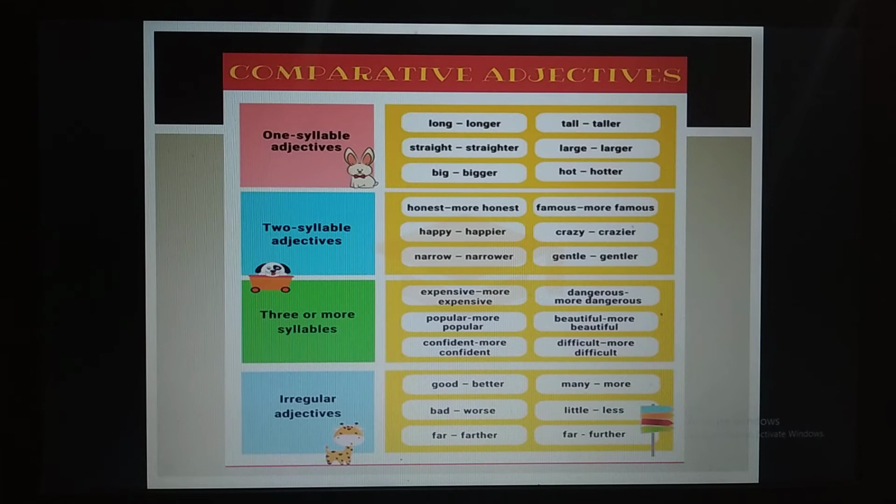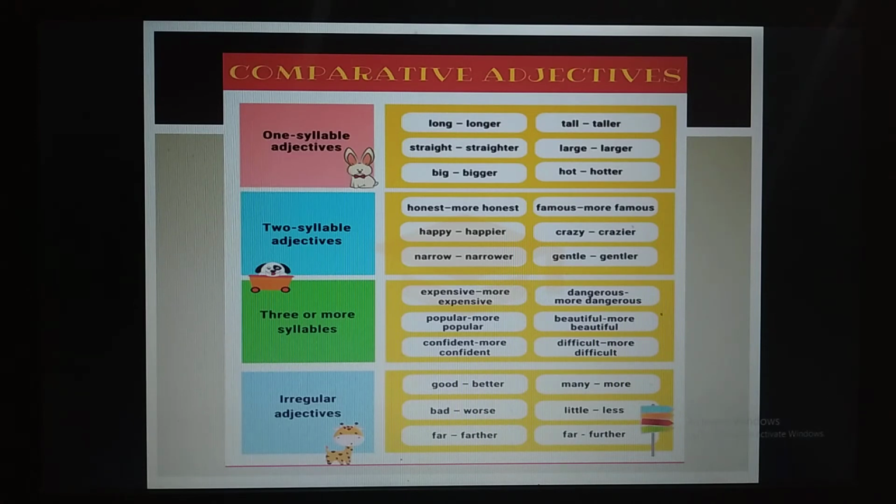So as you can observe, for three or more syllables, we don't put ER at the end of the word. We just use more with the adjective or the base form of the word. So for example, more expensive. Okay, so we don't have to put ER at the end of the word.